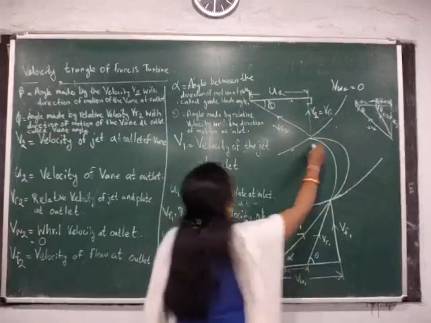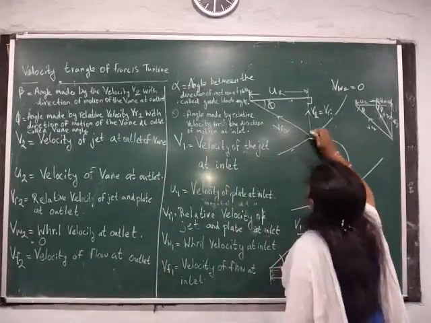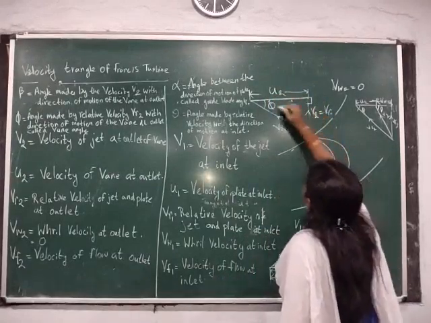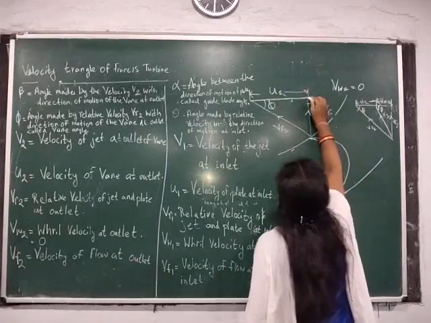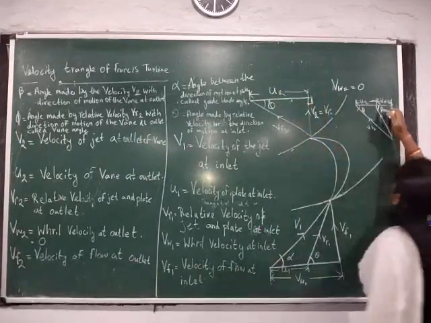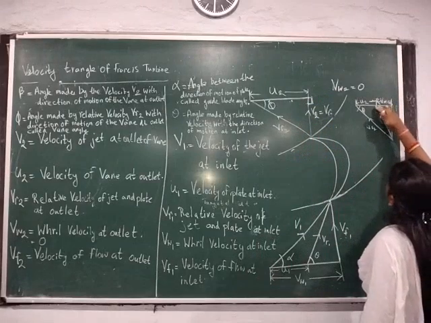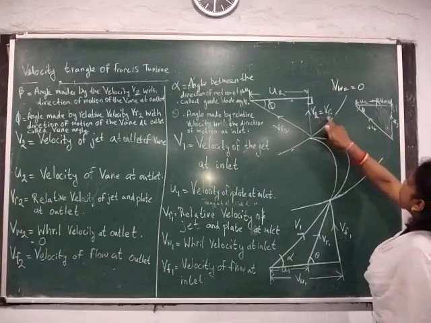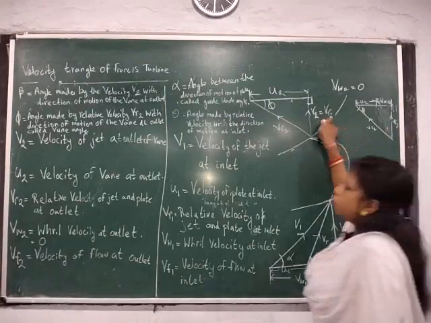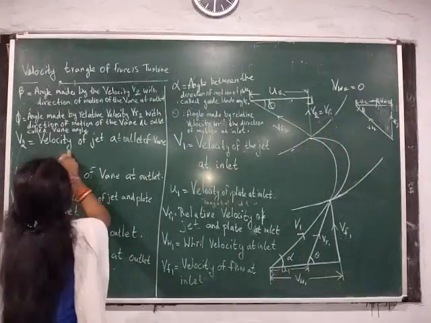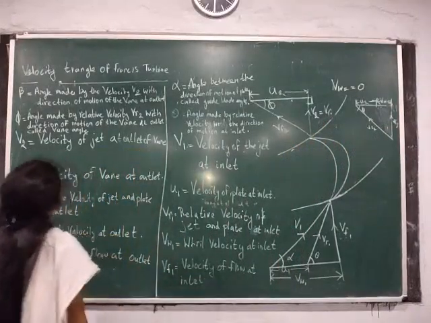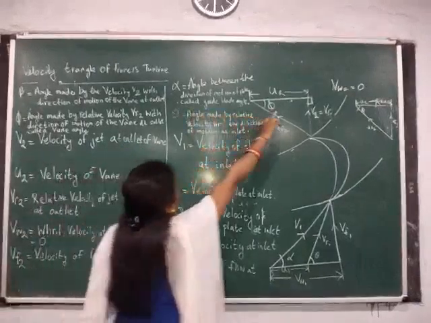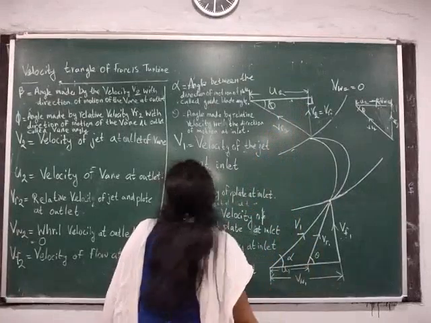Further, we are going to learn the outlet triangle. In this triangle, the beta angle is 90 degrees. If the beta angle is 90 degrees, then V2 is equal to VF2. Now what is V2? V2 is the velocity of the jet or vane at outlet. Next, what is U2? U2 is the same, the tangential velocity of the vane at outlet.